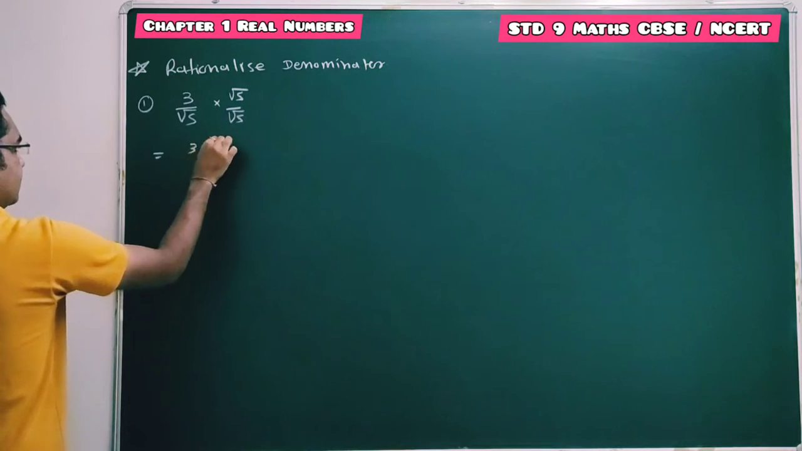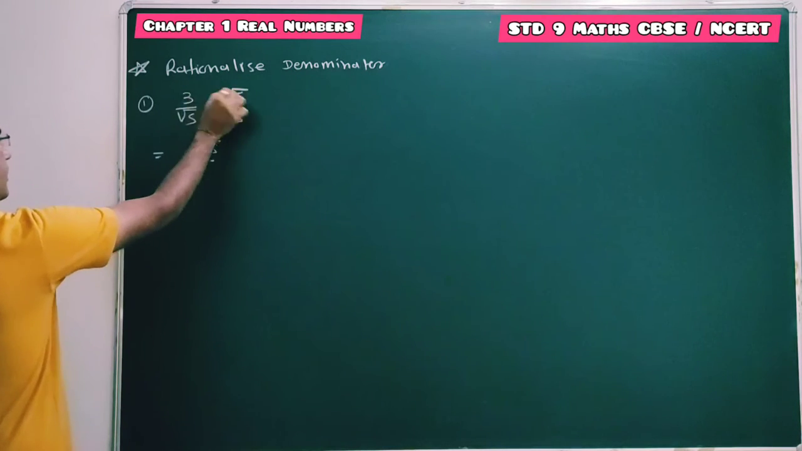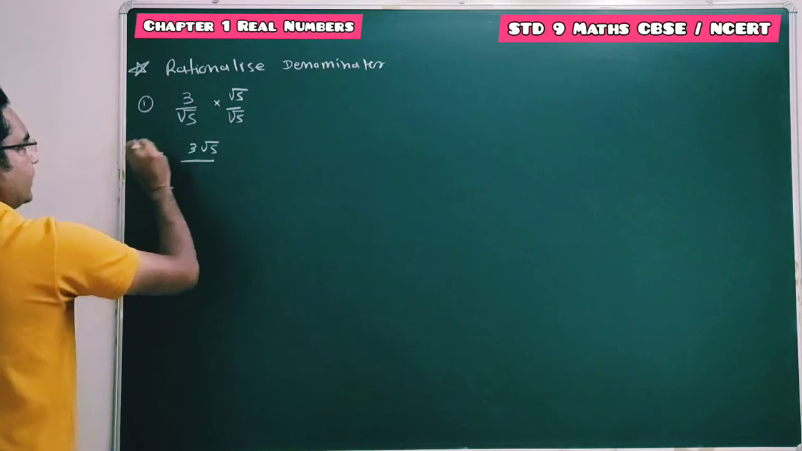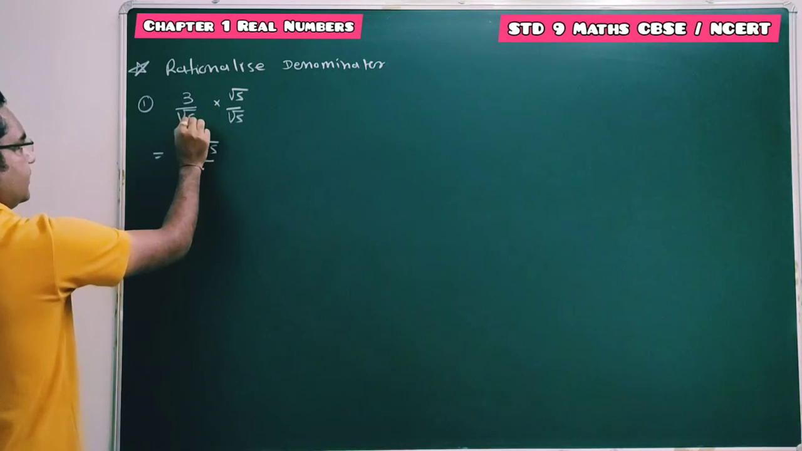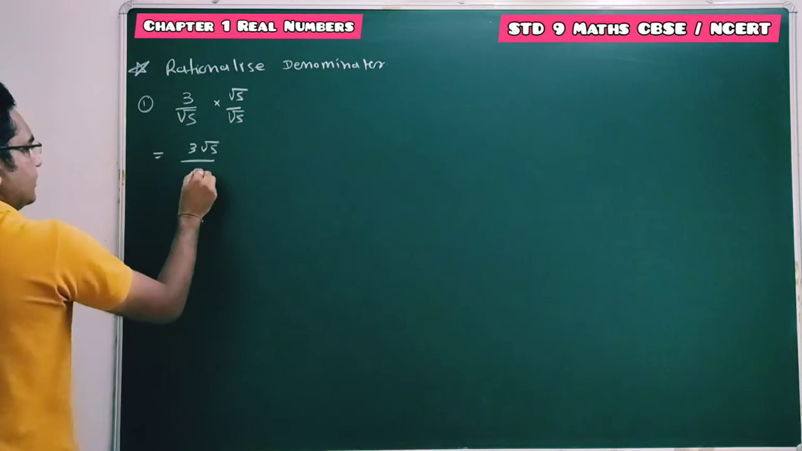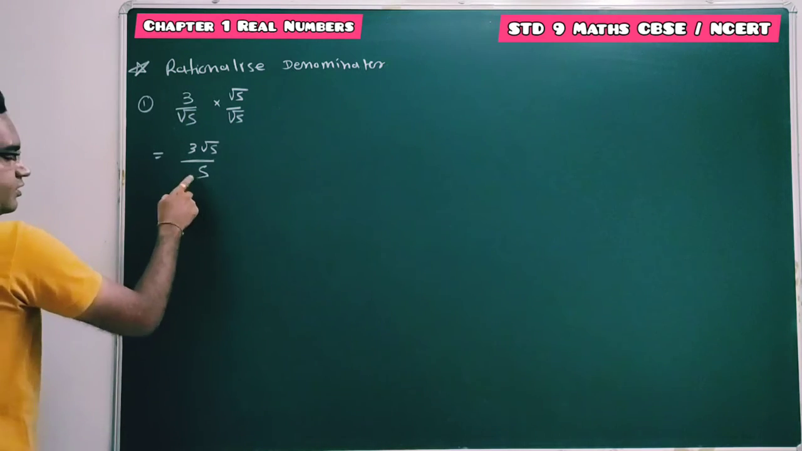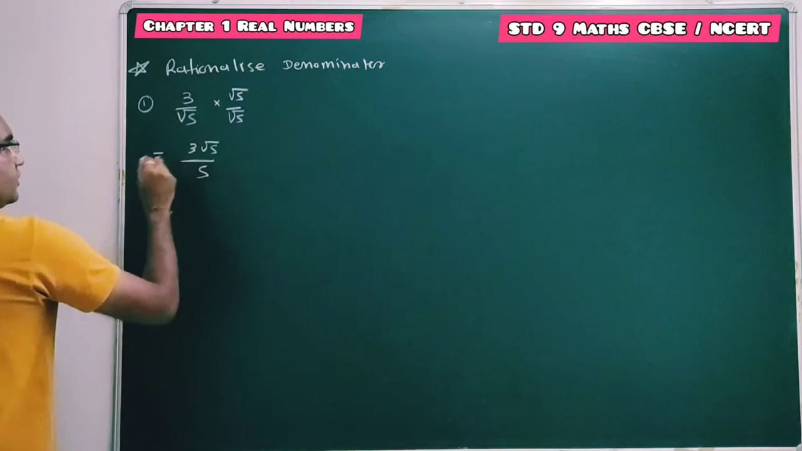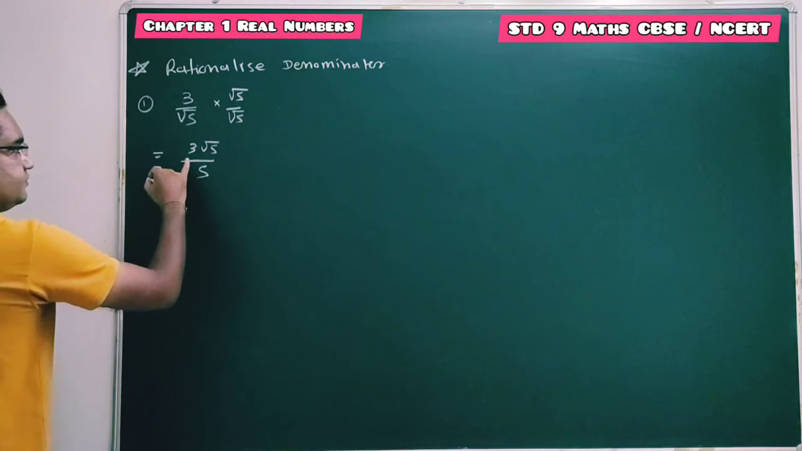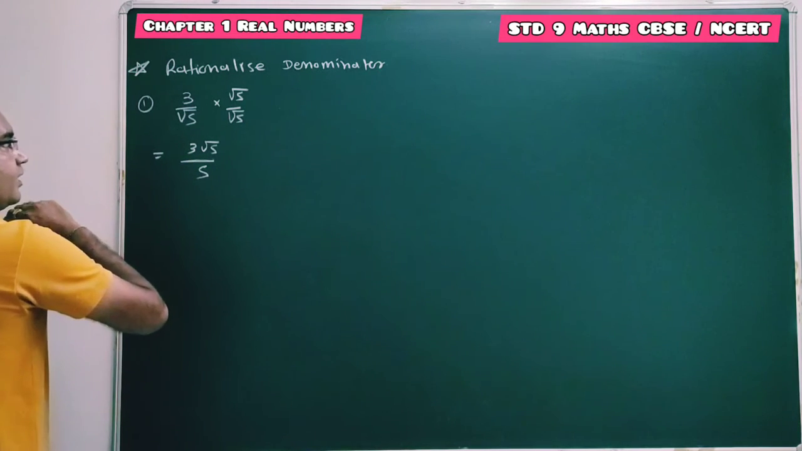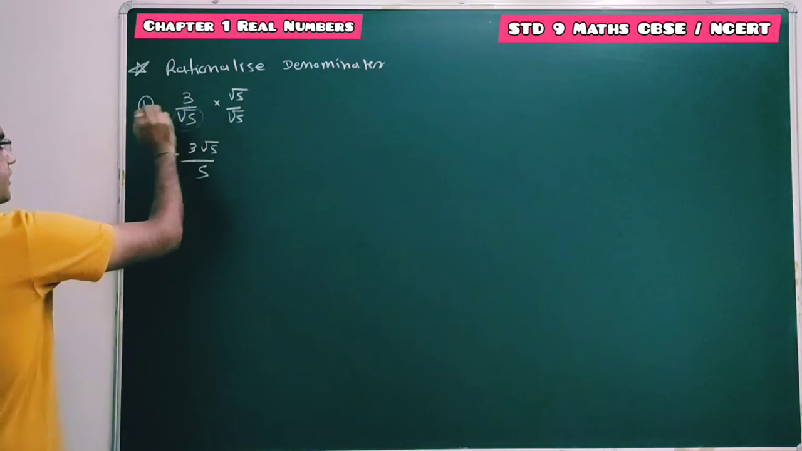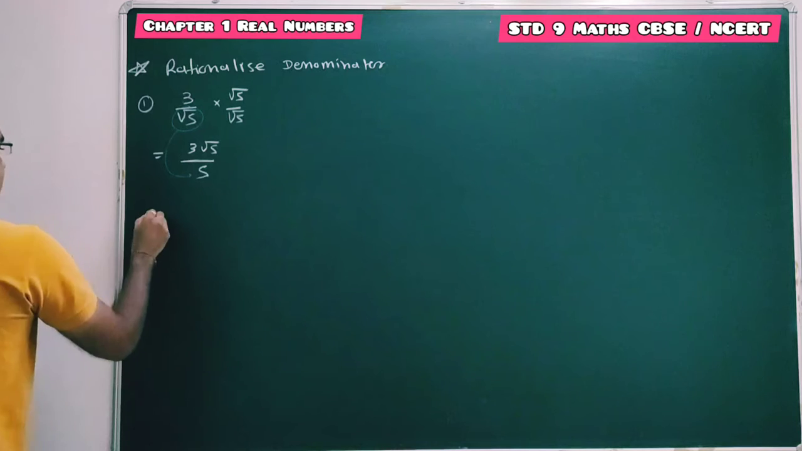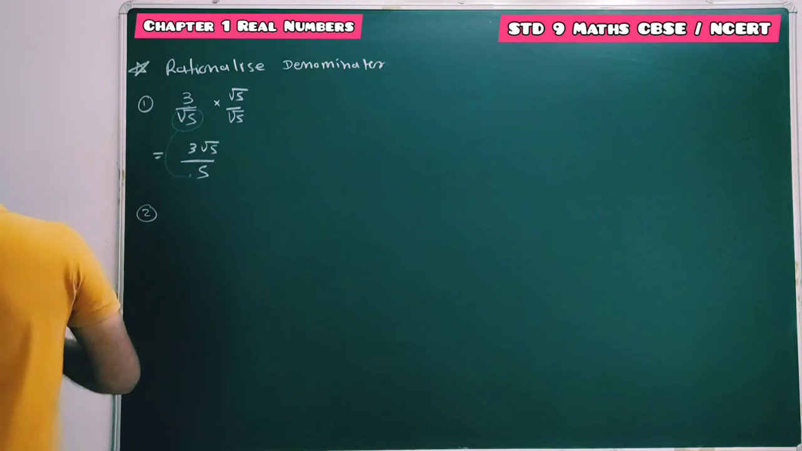We are getting 3 root 5. Numerator multiplication: 3 into root 5, 3 root 5, and denominator multiplication is root 5 into root 5. So it's 5. So here 5 is a rational number. So this is known as rationalization of denominator, where the irrational denominator is converted into a rational number. Clear, students?